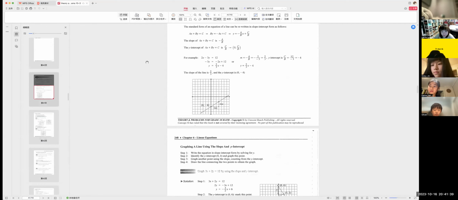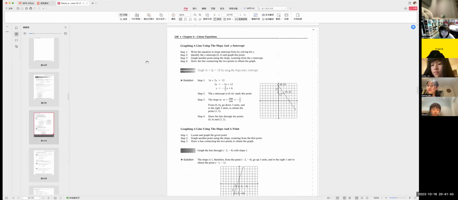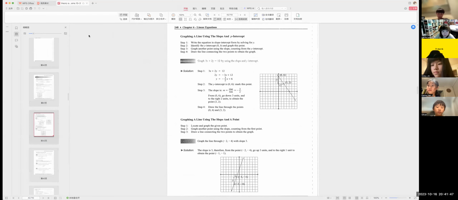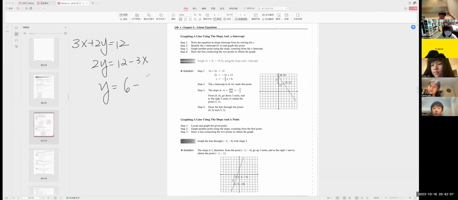Okay, everybody, let's go back to this one. I'm going to give you the equation 3x plus 2y equals 12. Everybody, please write the equation in slope-intercept form by solving for y. So we can have 2y equals 12 minus 3x, so y equals 6 minus 3 over 2x, which equals negative 3 over 2x plus 6. Now because b equals 6, this line must go through 0 and 6, correct?